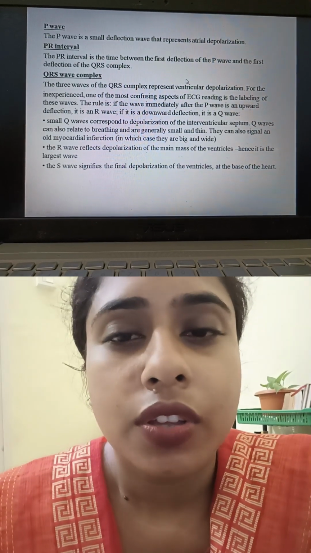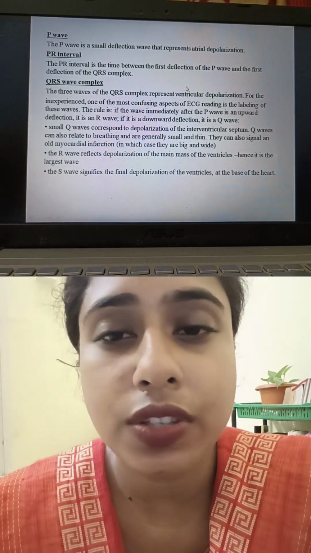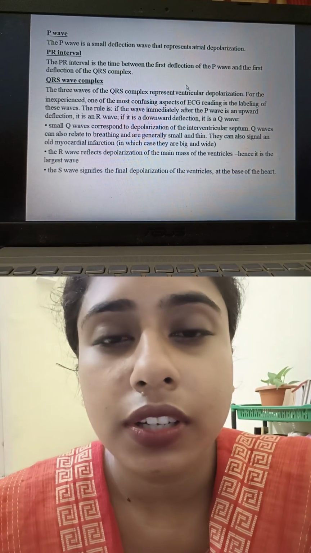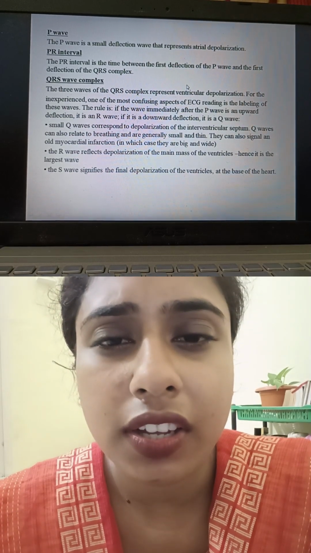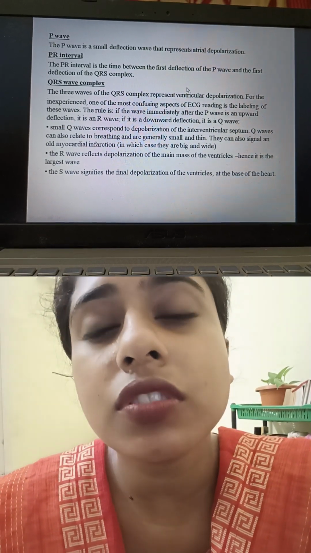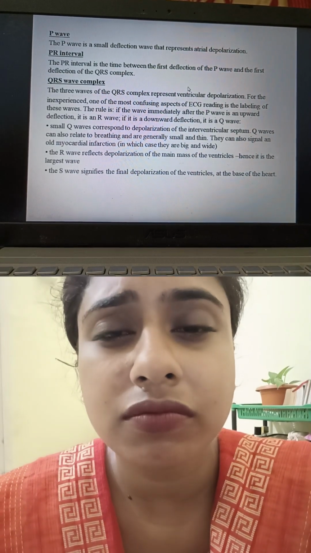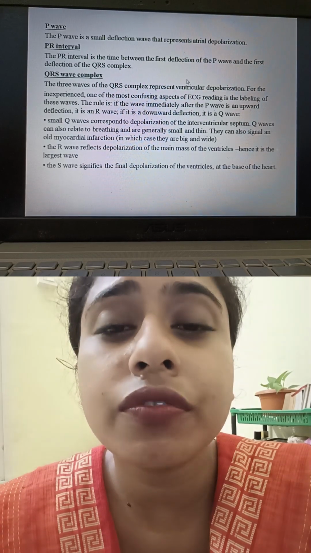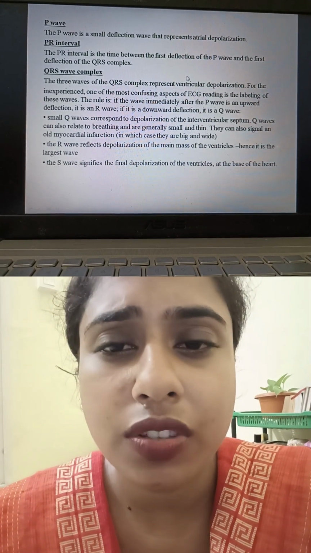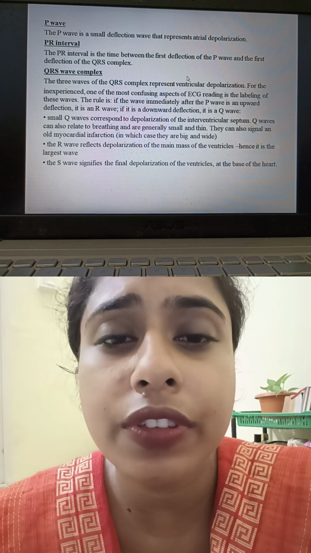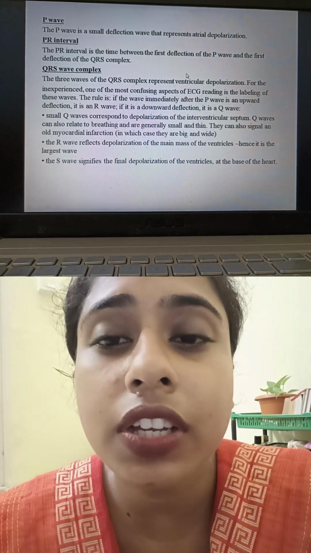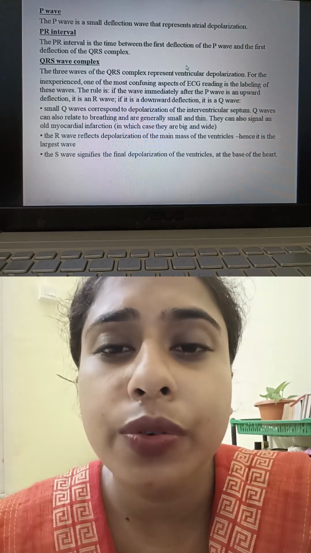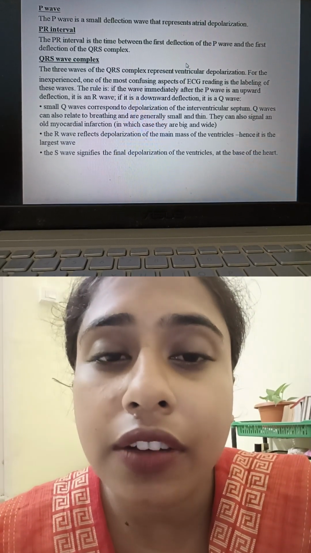Here there is some confusion. Many times technicians face some confusion. One of the most confusing aspects of ECG reading is the labeling of this QRS complex. The rule is: if the wave immediately after the P wave is an upward deflection, it is an R wave, and if it is a downward deflection, it is the Q wave.